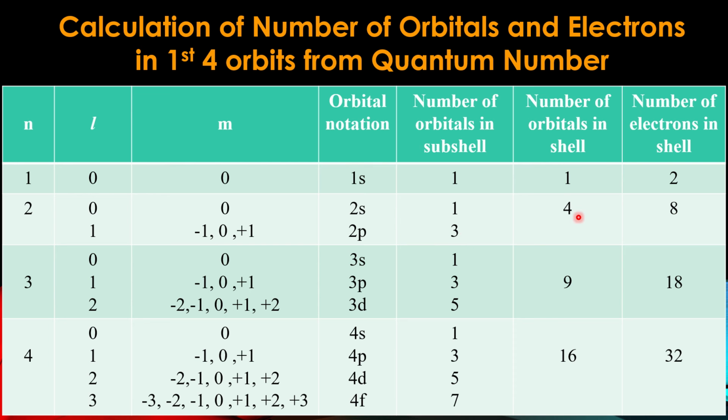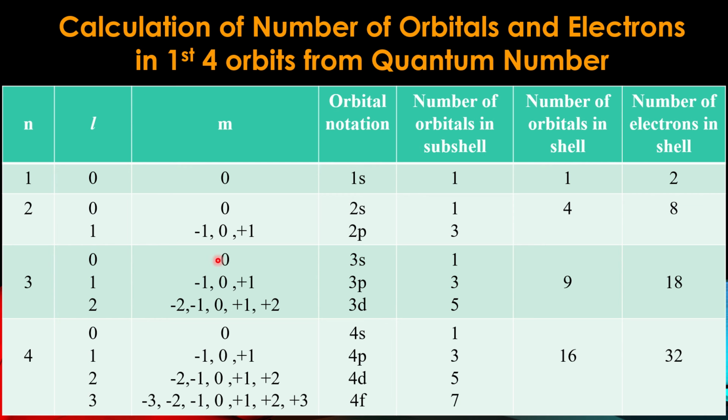And total number of orbitals, 4. And in every orbital, there are 2 electrons. So, 4 orbitals, there are total 8 electrons. In this way, when n equal 3 for the third shell, L equal 3 values 0, 1 and 2.